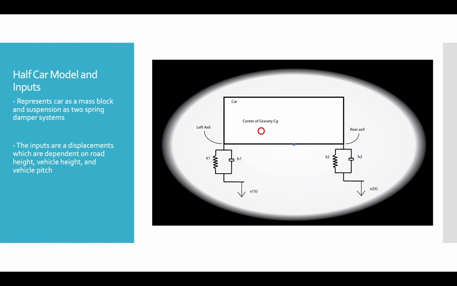The inputs of the half-car model can be represented as x1(t) and x2(t), which are the displacements stretching and compressing a spring and a damper on each end. This spring and damper represents the suspension system.